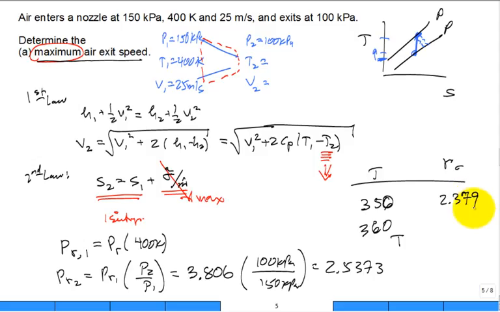Then we take this number and interpolate to get that exit temperature. But what you really need is the enthalpies, so interpolate to get that exit enthalpy H2. Once you have H2, stick it in right there and you can calculate V2 maximum. Isn't this interesting? Wow, the second law restricts the maximum speed out of that nozzle.